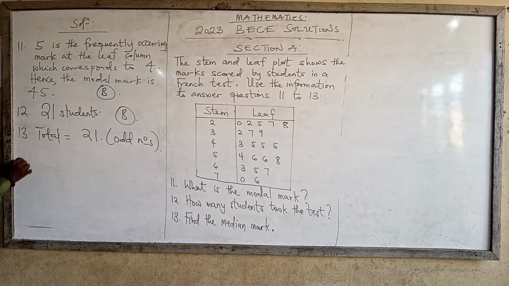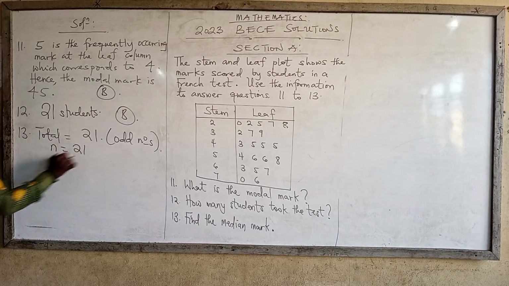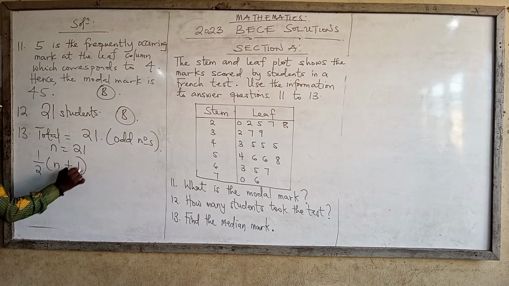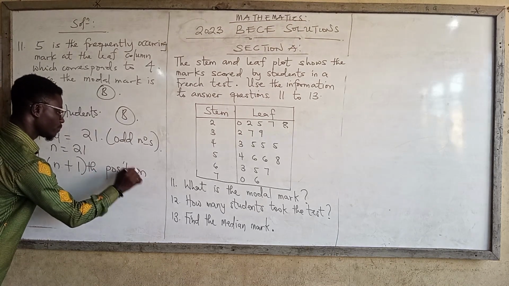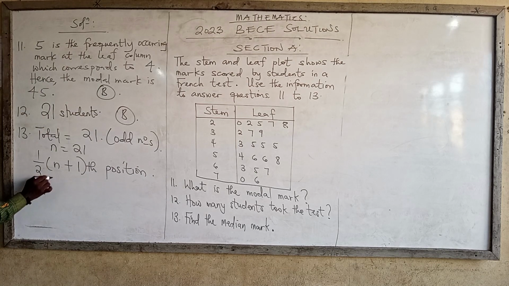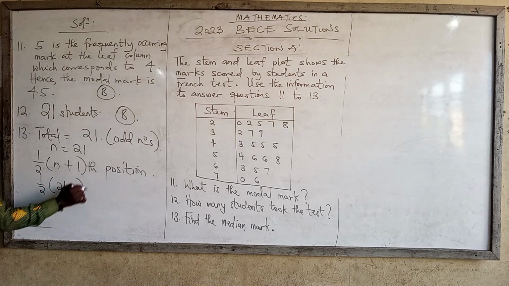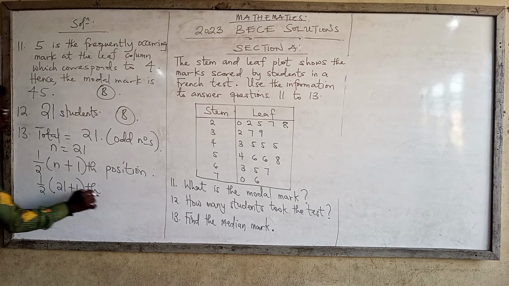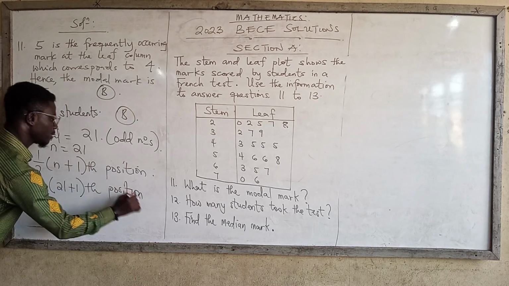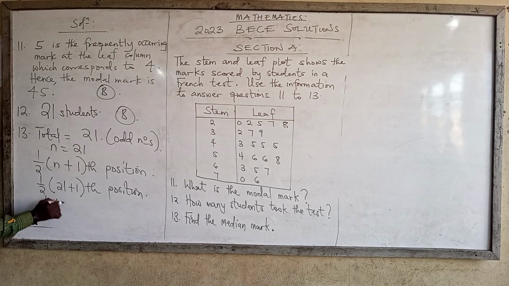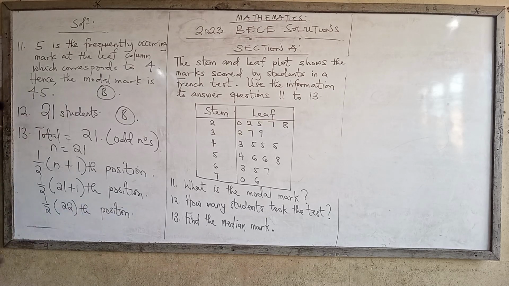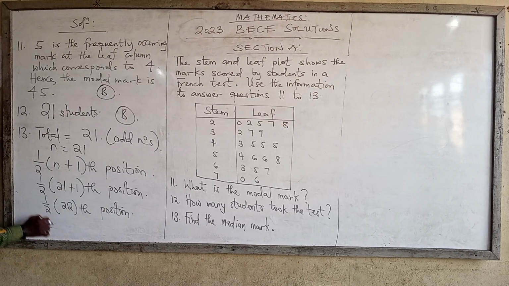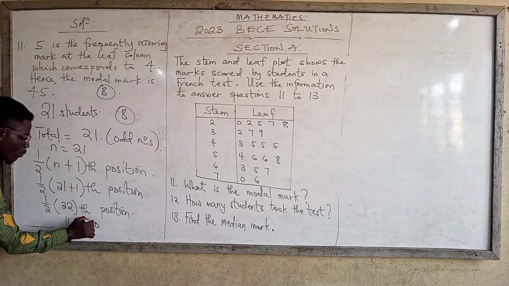So our answer will be, n equals 21. So I have half of n plus 1 th position. I get half of 21 plus 1 th position, so I get half of 22 th position. Half of 22, you obtain 11th position.